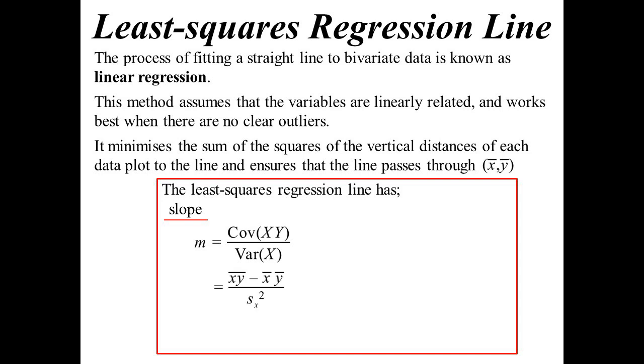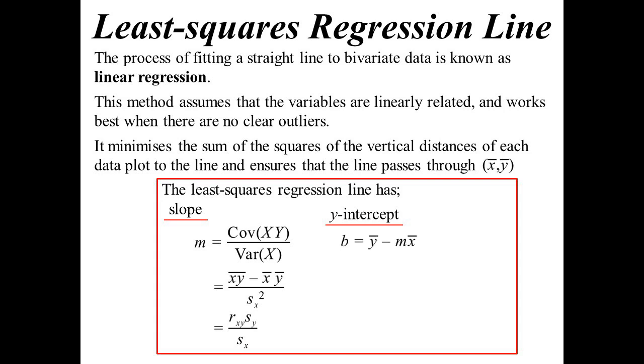That means it's going to be the average of xy minus average of x times average of y over the variance of x. But I can tidy that up as well if I play around with those formulas, and it simply becomes this: that correlation coefficient that we worked out times the deviation of y divided by the deviation of x. The y-intercept, well, it'll end up being that.